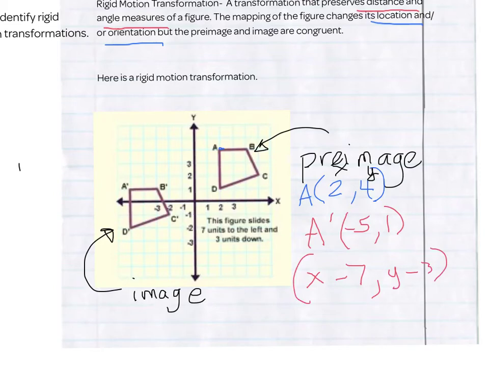And if you look at every single point from the pre-image, say B to B prime, that's the same mapping that's going to happen. Same thing from C to C prime and D to D prime. You'll be working on doing this this week. Thinking about this in a larger picture, this is how distance is preserved between every point.